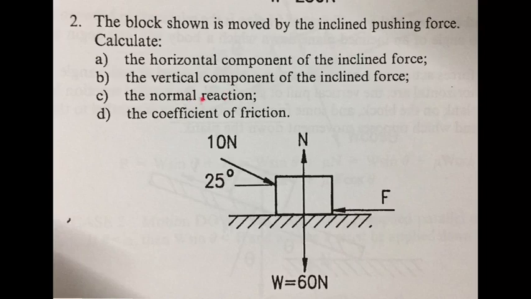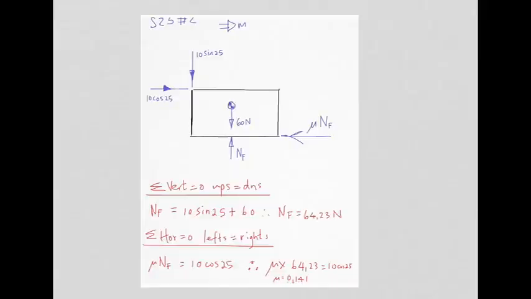Next, we've got to find the normal reaction, which we refer to as NF, and finally the coefficient of friction, exactly like the previous one. So there's our free body diagram of the block. Our components, 10 sine 25 down, 10 cos 25 right, as we did moments ago. Then the 60 Newton force of weight through the center of gravity.